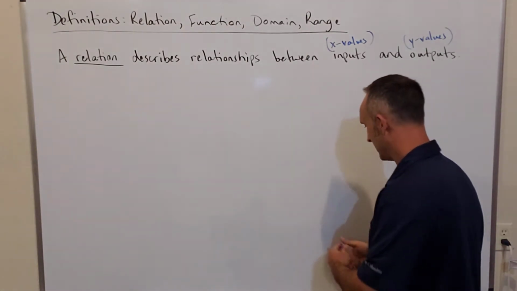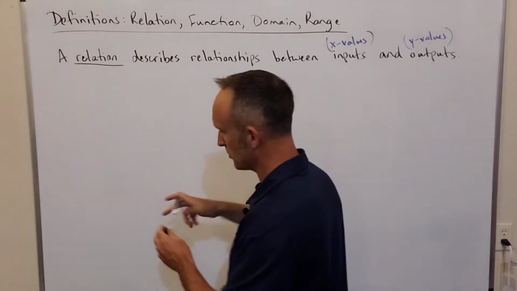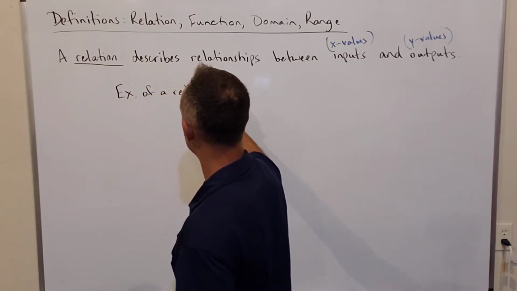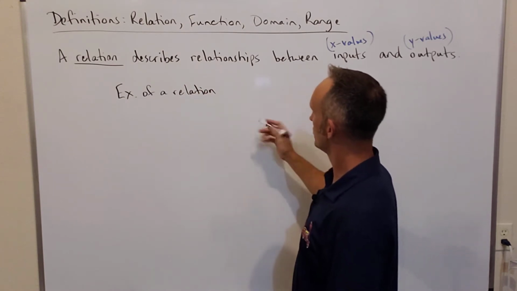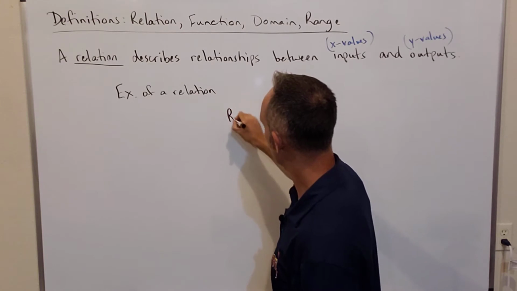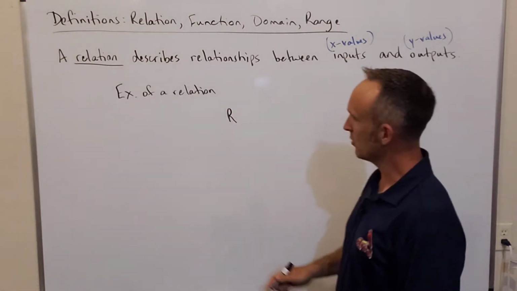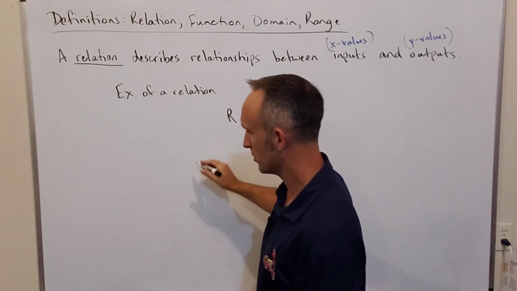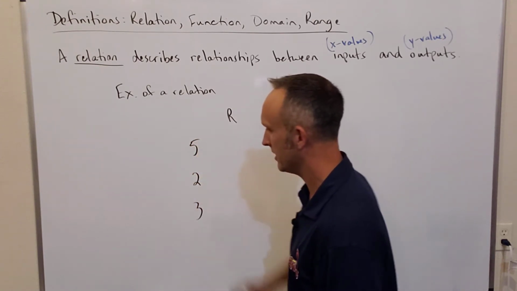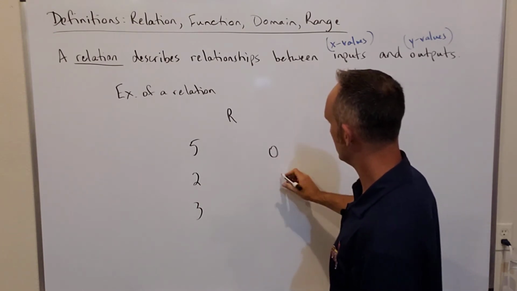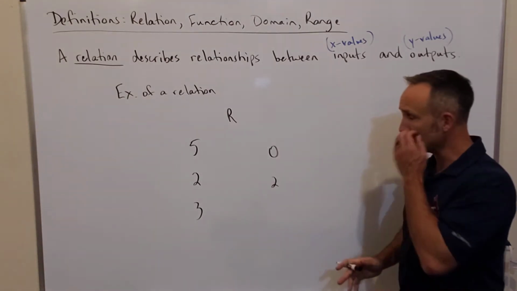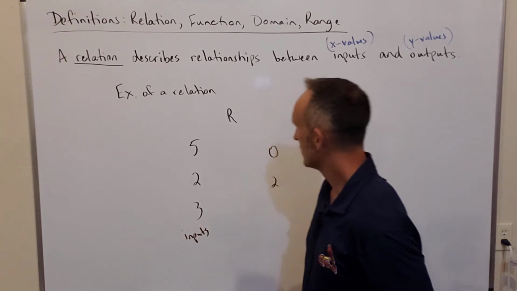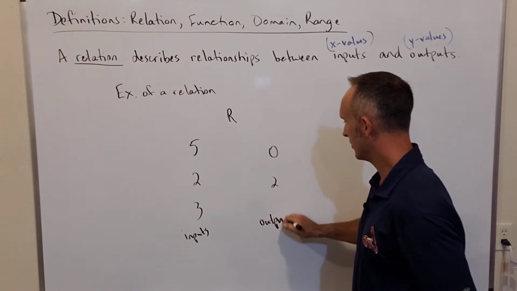And so let's look at an example of a relation. And let's give it a name. Let's call this relation R, okay? So we'll sort of emphasize that here. Capital R is our relation. And we're gonna emphasize this relation using a mapping. And so the mapping on the left side is gonna be a column of numbers. Let's say we have 5, 2, and 3. And then we have another column of numbers over here. Let's just say it's 0 and 2, okay? And so these guys here, we'll say are our inputs. And these guys over here will be our outputs, okay?